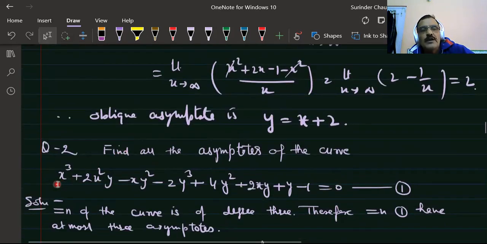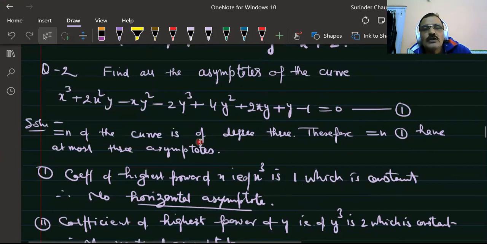Now this rational algebraic curve is not in the form of y is equal to f of x, so it is of the form f of x, y equal to 0. Find all the asymptotes of this curve. We have two methods, two ways, which we'll discuss in this problem. Let the equation be x cube plus 2x square y minus xy square minus 2y cube plus 4y square plus 2xy plus y minus 1 equals 0.